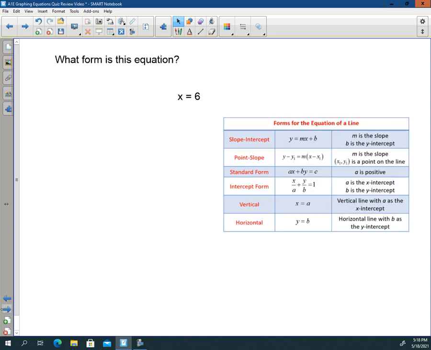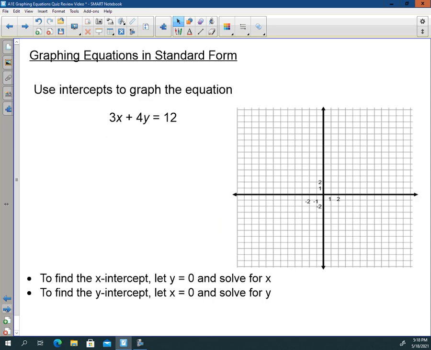All right, here's another one. What form is this equation? Well, it looks like it's just x equals some number, and the only one that looks like this is like that. So it's vertical. That is the vertical form. All right. So that's how you recognize forms of equations.